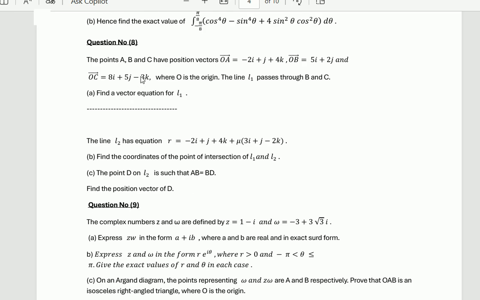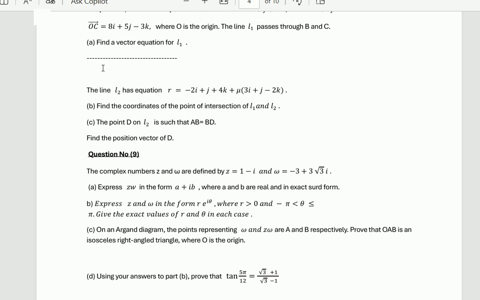Question number 8: the points A, B, C have position vectors OA equal to minus 2i plus j plus 4k, OB equal to 5i plus 2j, and OC equal to 8i plus 5j minus 3k, where O is the origin. The line L1 passes through B and C. Find a vector equation for L1.